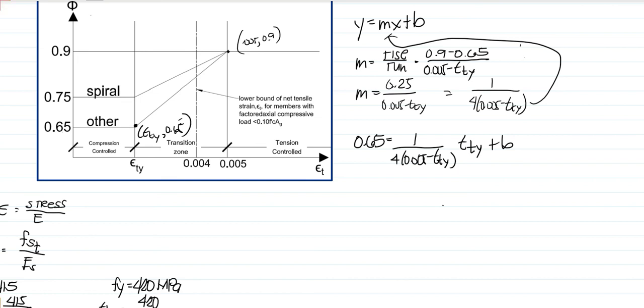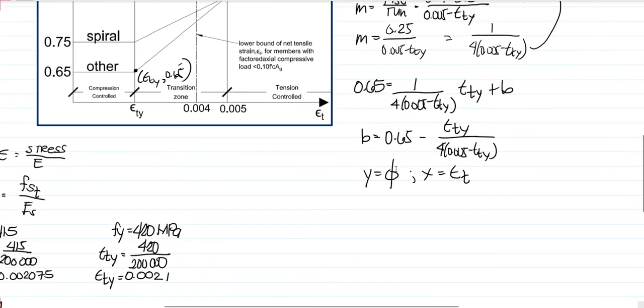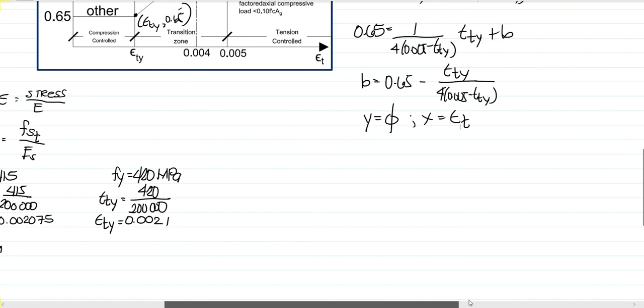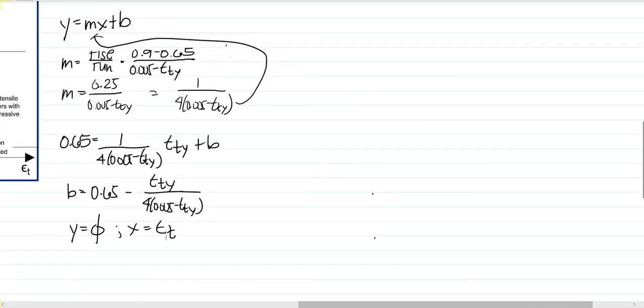So, arranging the term, we can have b is equal to 0.65 minus epsilon t sub y over 4 times 0.005 minus epsilon t sub y. So, yan ngayon yung y-intercept natin. Then, we can now substitute that one to the original equation, and remembering that y is our reduction factor and x is equal to our net tensile strain. So, that will be an equation na mapoproduce natin, which is a value.